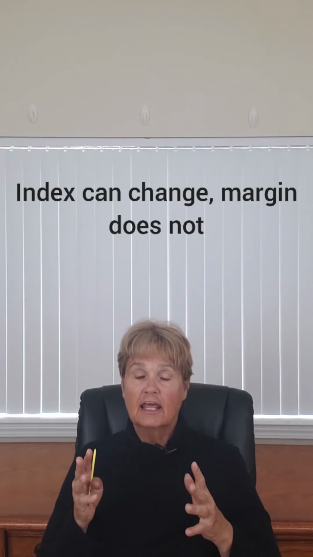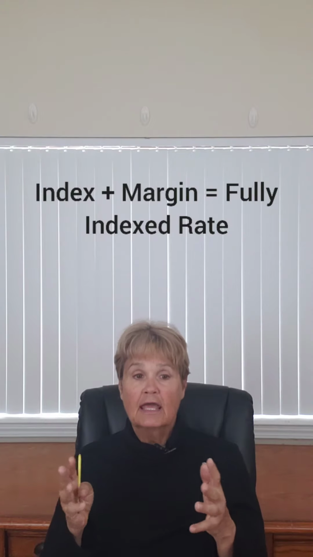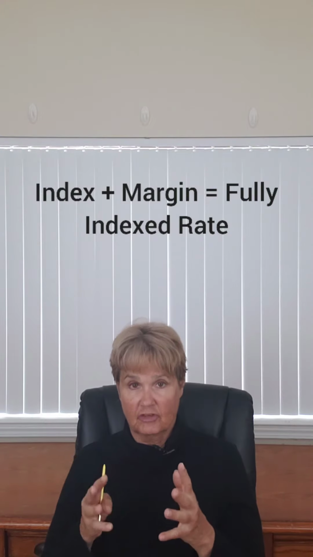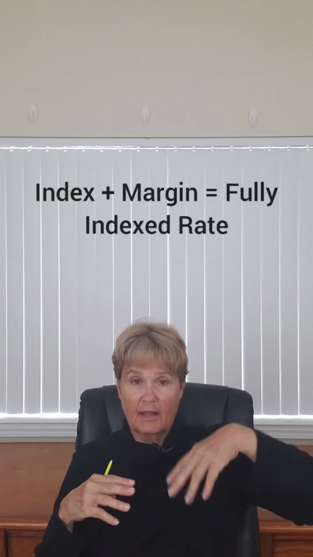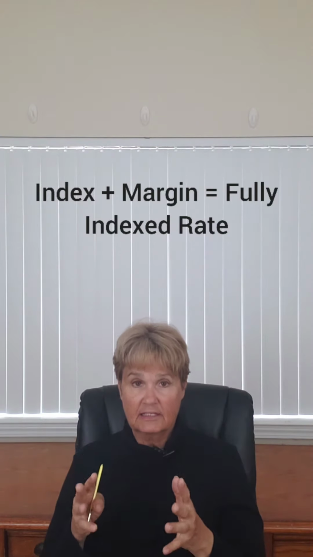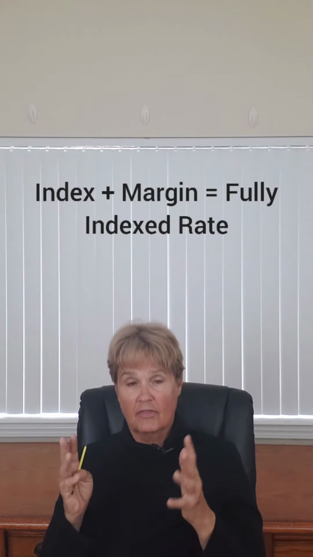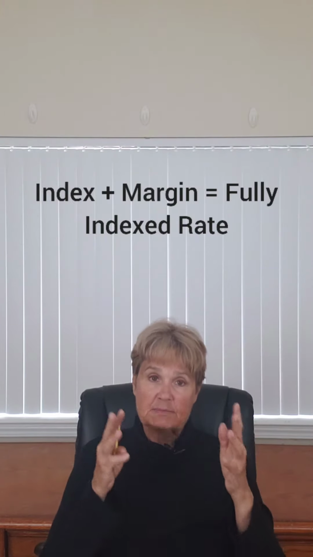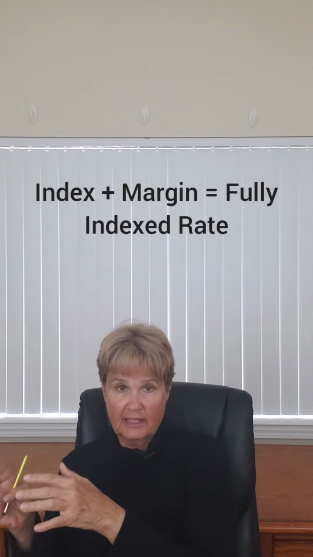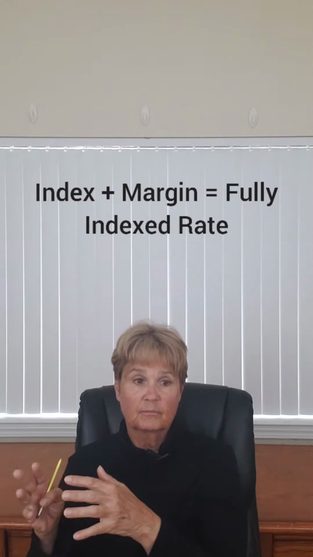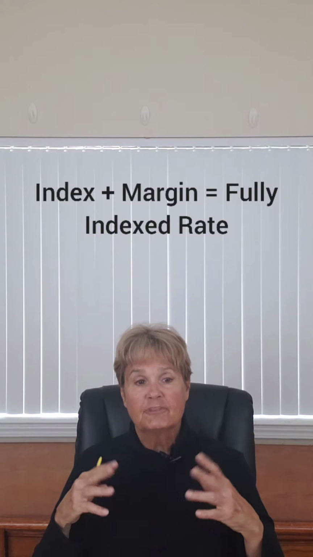The margin is the lender's profit and overhead, and that will not change. That is the bare minimum that they will make. And so that's usually 2 to 3%. So it doesn't matter what the index does, they're going to make at least 2 to 3% on the loan. So index plus margin equals the fully indexed rate. The interest rate can go up and down depending on where it is at the time the adjustment is due.